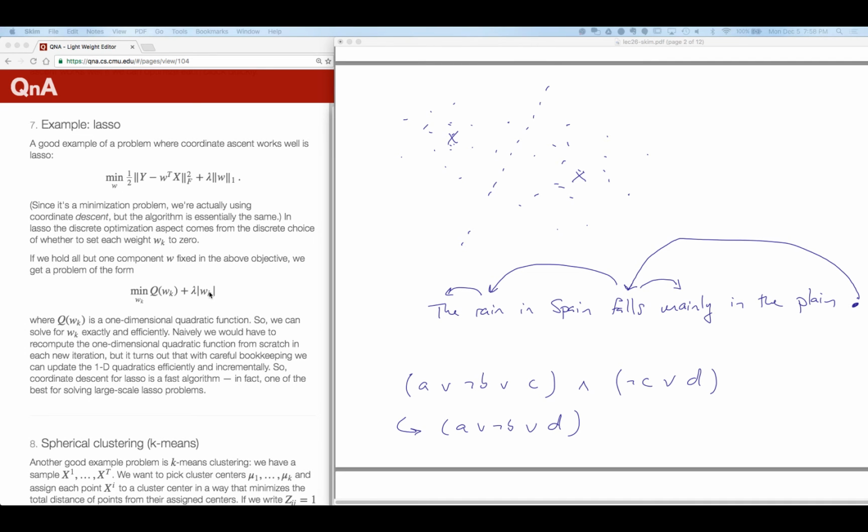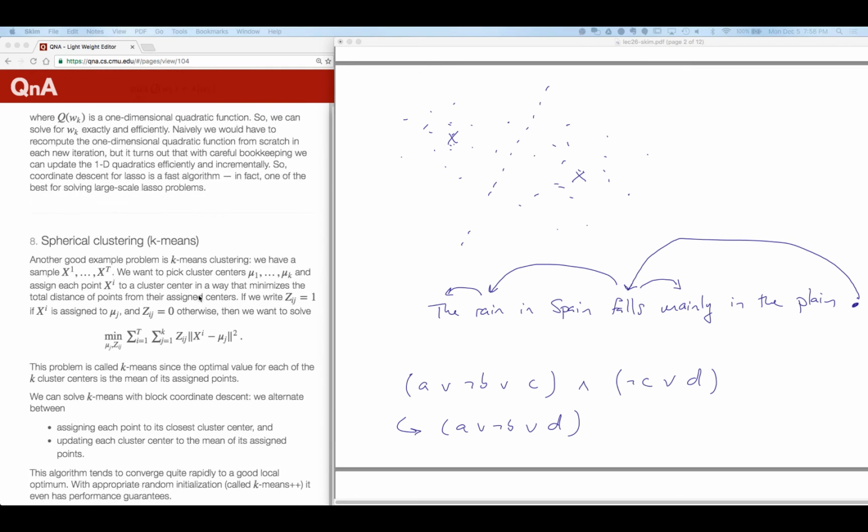And in fact, it's even better than that. These quadratics change based on the values of the other variables, but we can incrementally update the coefficients of the quadratic. And so coordinate descent for Lasso turns out to be a very efficient algorithm. And if you couple it with a good schedule for deciding which variables to update next, it can actually be competitive with the best algorithms for large-scale Lasso. So that's only sort of discrete, right? The discrete aspect comes from the discrete choice of whether to set each weight to 0.